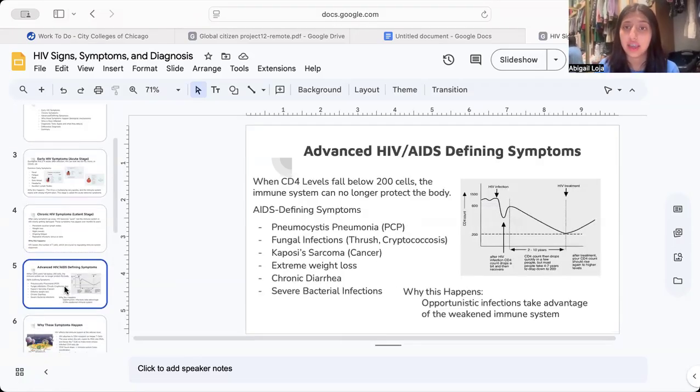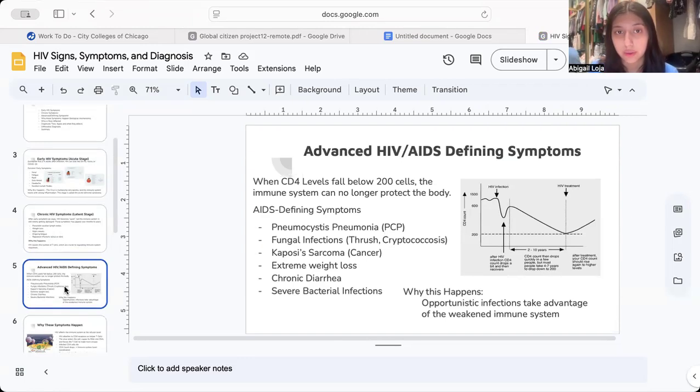Advanced HIV and AIDS defining symptoms. When CD4 levels fall below 200 cells, the immune system can no longer protect the body. So here are some symptoms that mean you have AIDS: Pneumocystis pneumonia, PCP, fungal infections such as thrush or cryptococcosis, Kaposi sarcoma, cancer, extreme weight loss, chronic diarrhea, severe bacterial infections. And why does this happen? Opportunistic infections take advantage of the weakened immune system.